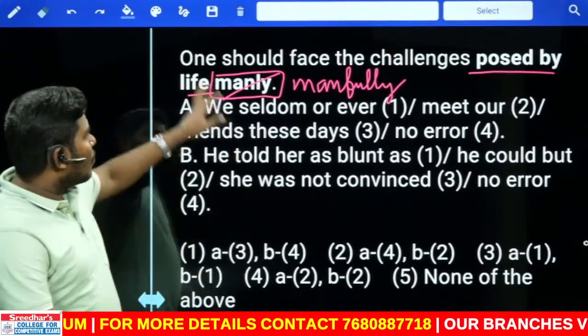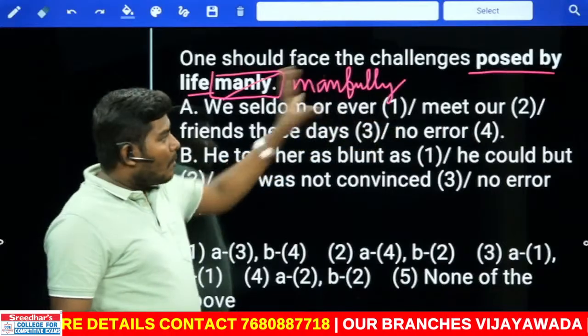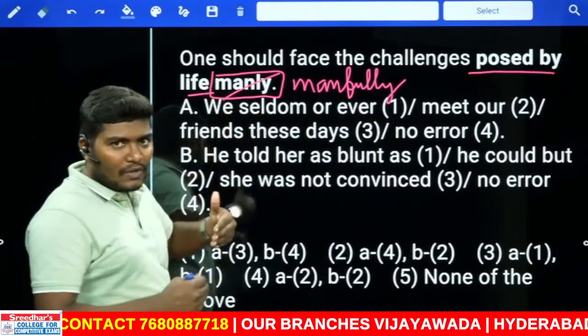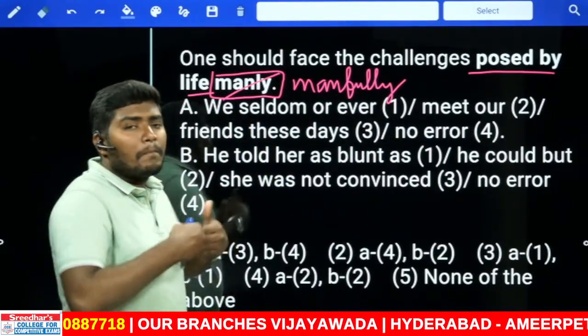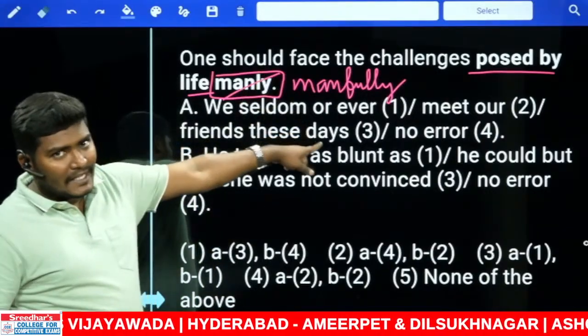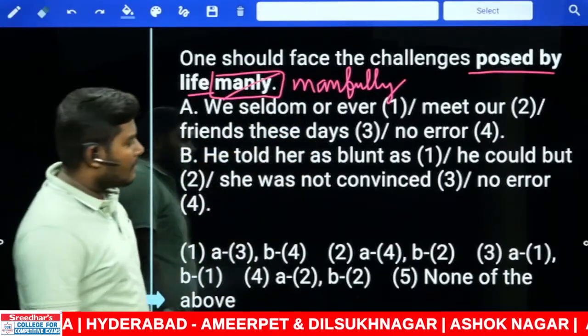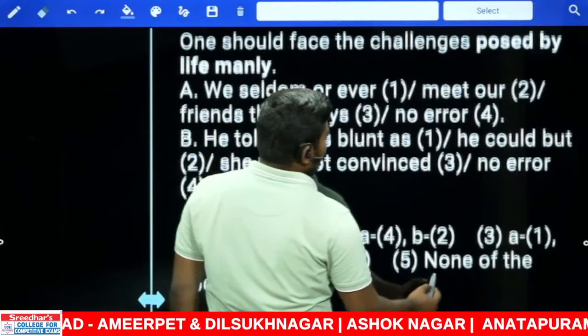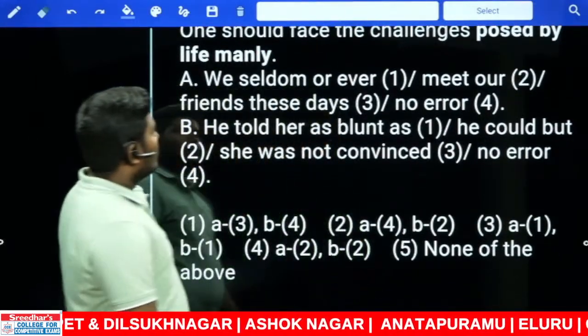Okay. Now one should face the challenges poised by life, given by life. How do we have to face them? Not manly, that should be manfully. Manfully is nothing but bravely. That is the adverb mistake. Okay. That is the adverb mistake. Yes. Now look at the statement. First one. What is the first one?